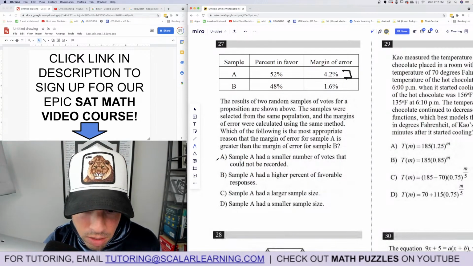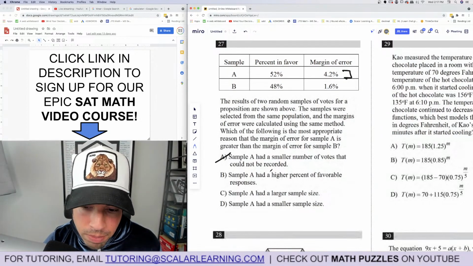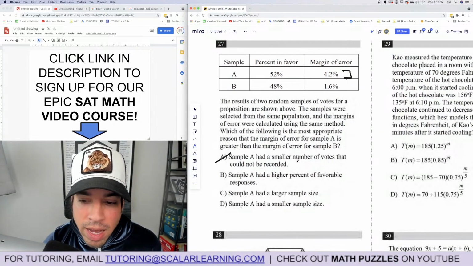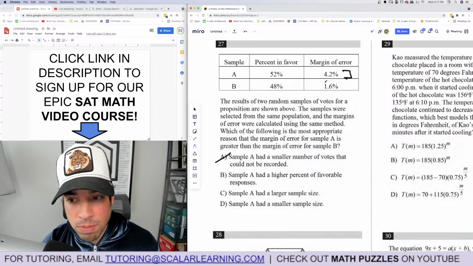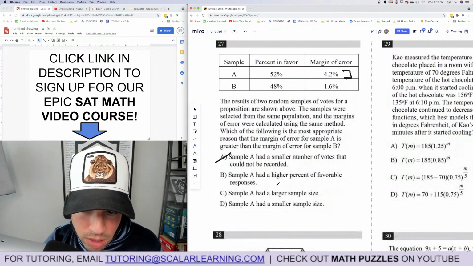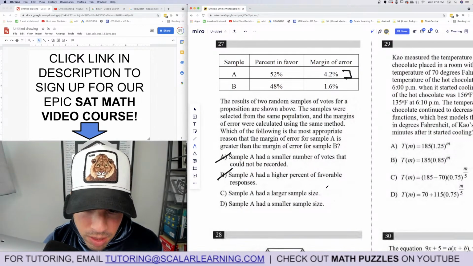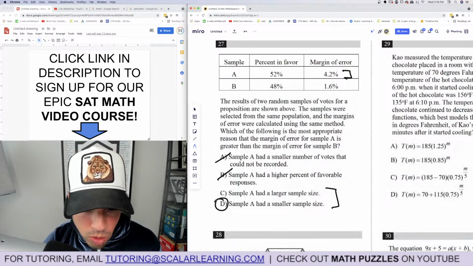These make no sense. I mean, actually, they could, right? Sample A had a smaller number of votes that could not be recorded. That would give you a smaller margin of error. That's why it doesn't make sense. The favorable responses is irrelevant. So it's probably going to be the sample size. Now, sample A probably had a smaller sample size.